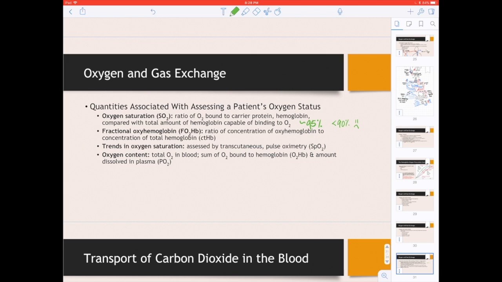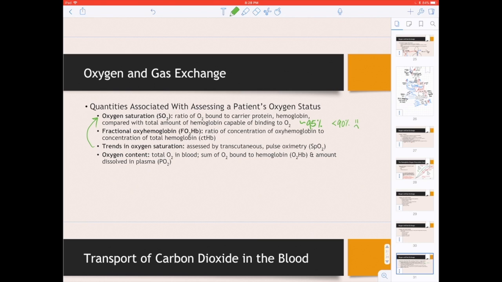We can look at trends in oxygen saturation by pulse oximetry. You guys have seen those little machines that get slipped on the tip of someone's finger. Sometimes on babies, they're wrapped around their foot. That is just a transcutaneous, or through the skin, way of looking at oxygen saturation.